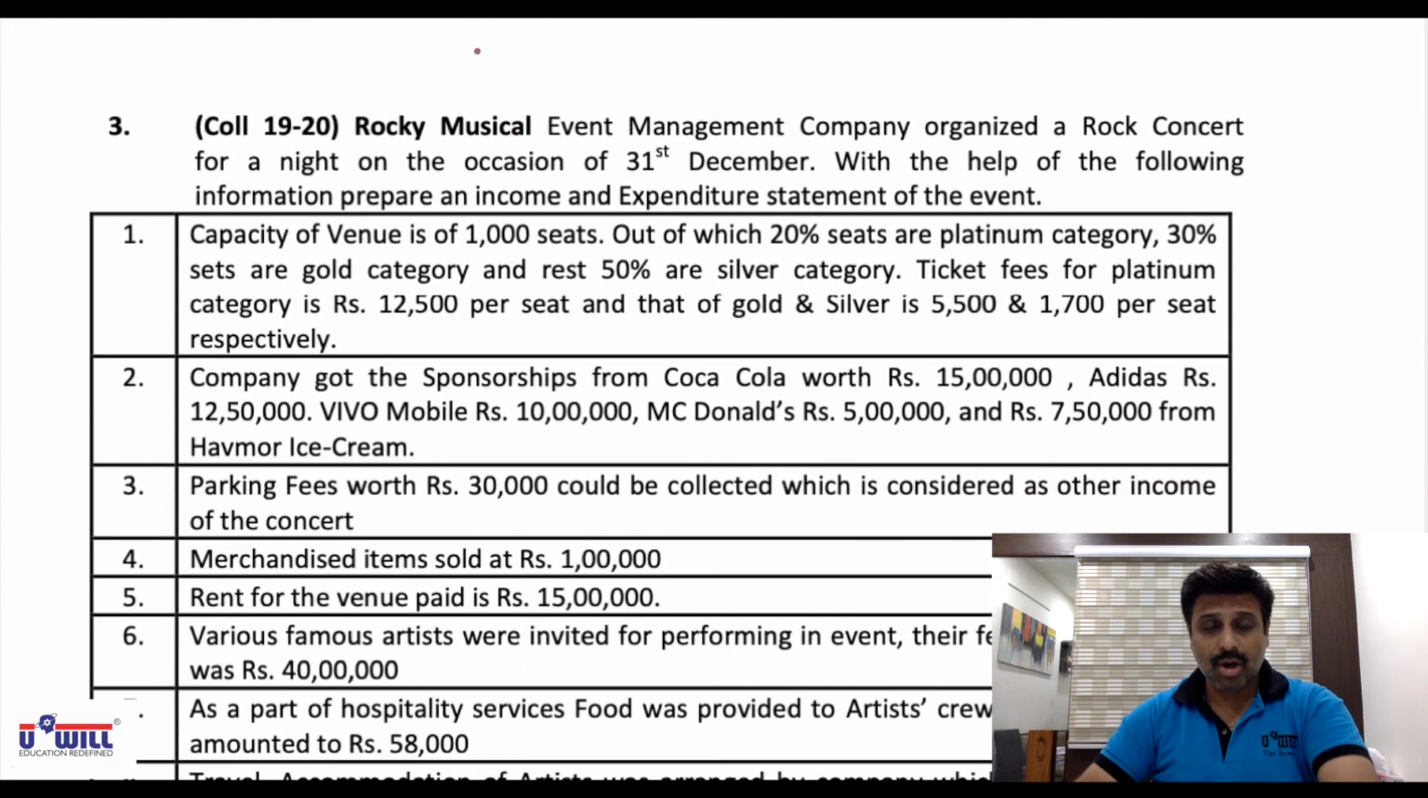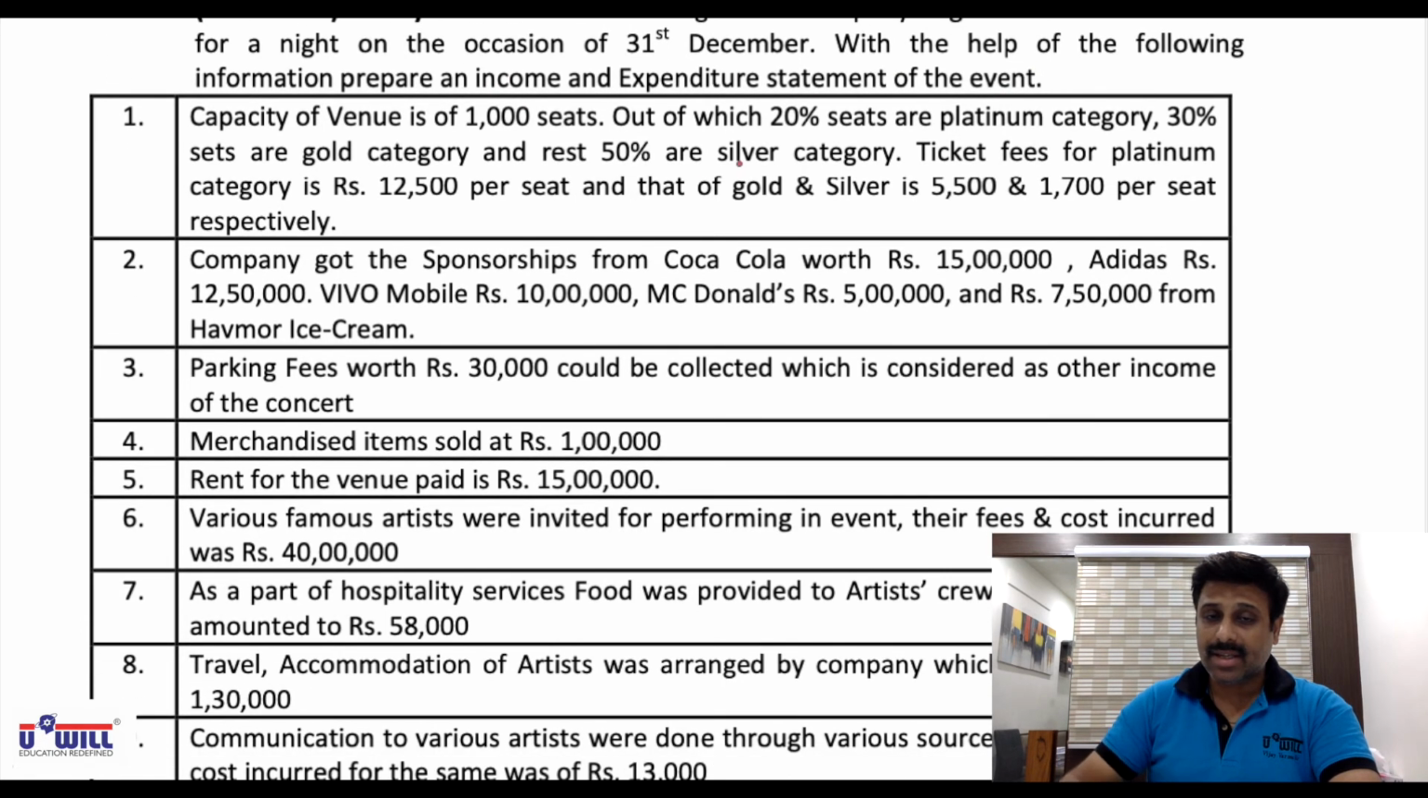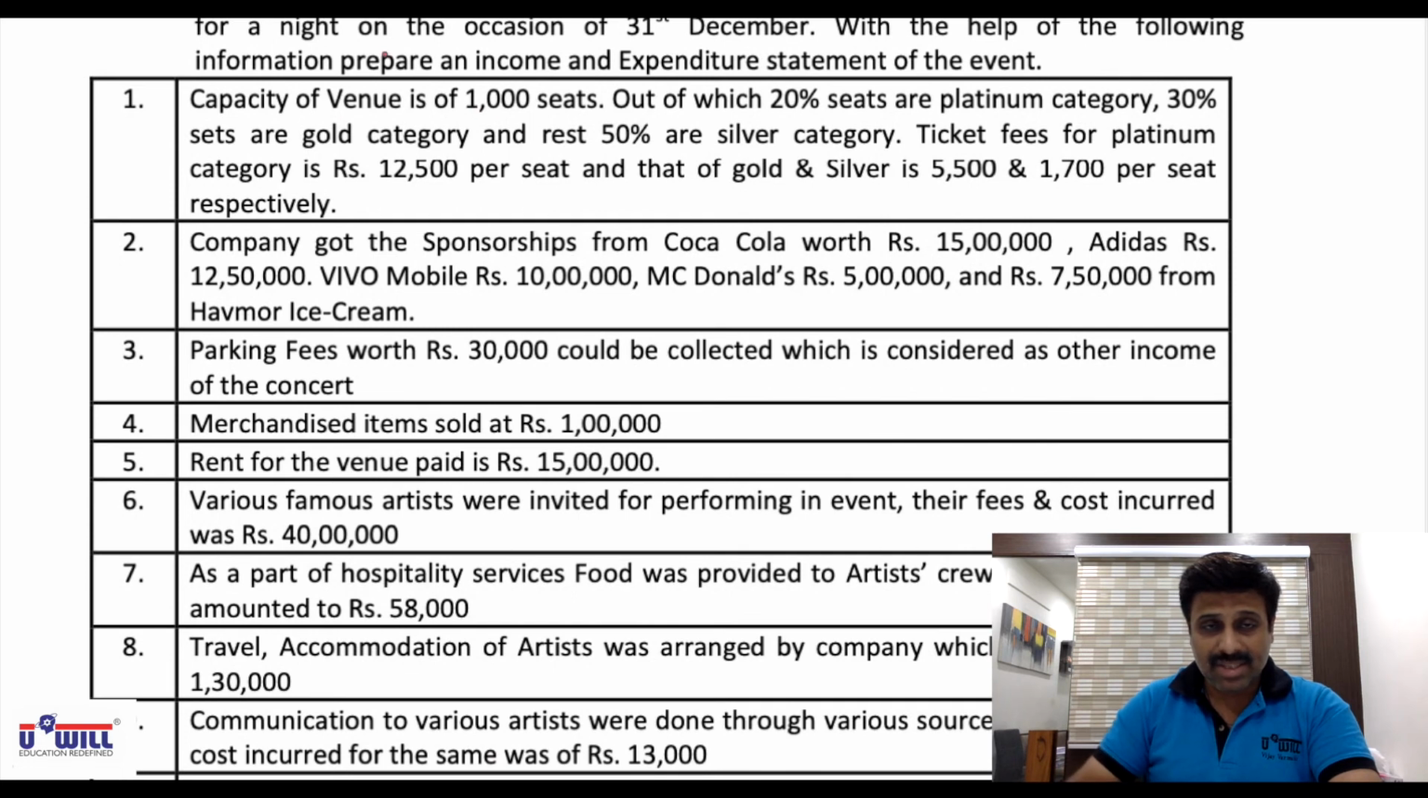Yes, look at question number 3 and all of you do the markings now. Rocky Musical Event Management Company organized a rock concert for a night on the occasion of 31st December. With the help of the following information, prepare an income and expenditure of the event. Capacity of venue is 1,000 seats, out of which 20% are platinum category, 30% are gold category, 50% are silver category. So of 1,000, 20% you can say 200 are platinum, 30% 300 seats are gold, and 50% 500 seats are silver.